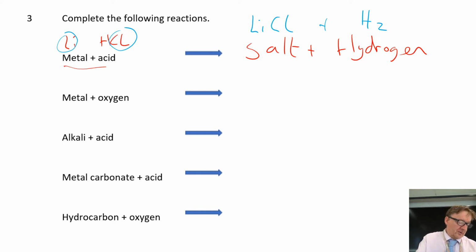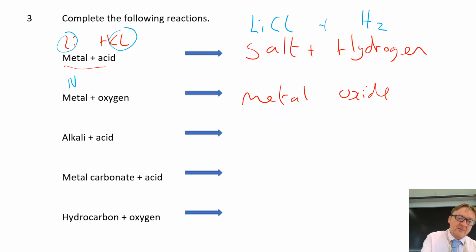Metal plus oxygen makes a metal oxide. So I've got my metal, I'm just going to do sodium, and I've got oxygen. I react them together and I make NaO, which is sodium oxide. Again, it's not balanced. It's just showing that when you've got a metal and oxygen, you combine them together, you make a metal oxide.